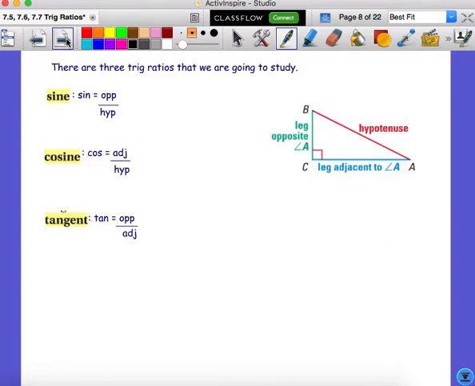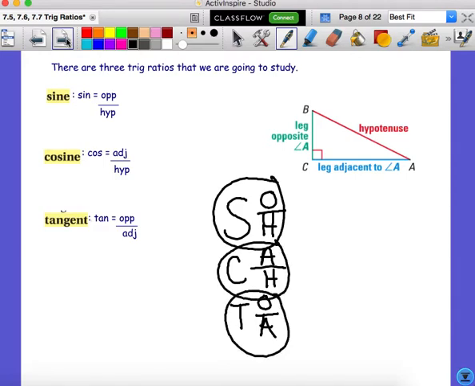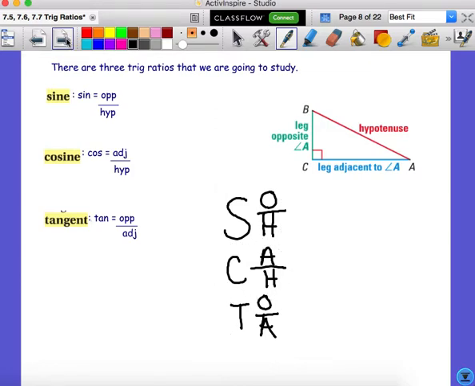Now the other option is a little phrase that's going to rewrite these a little bit differently. So if I look at this, sine is opposite over hypotenuse, cosine is adjacent over hypotenuse, and tangent is opposite over adjacent. And we're going to say that as SOHCAHTOA. So that's your second option, as we can think of that as SOHCAHTOA.